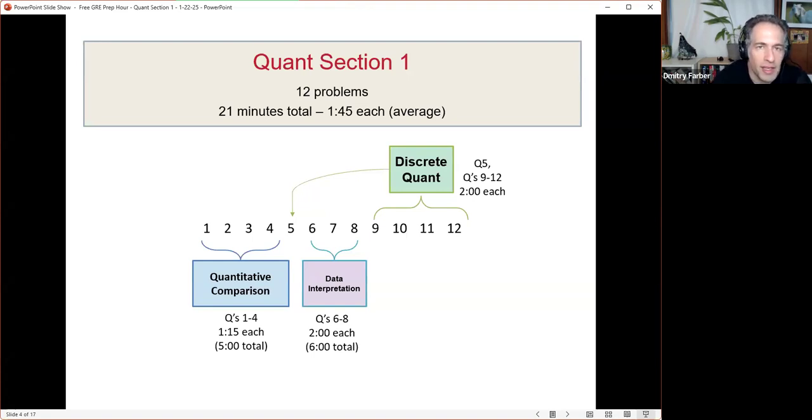So the way I think about timing typically on a section is something like this. The initial 4, the 2-column quantitative comparison questions, are meant to be done fairly quickly. And because of that, I like to time this as just 5 minutes for the first 4. So that averages out to 1:15 each. Since I'm screen sharing, I'm going to move the things along in a somewhat artificial way, right? So you'll be forced to move to the next question every 1:15. But that's a good way to practice getting as far as you can under those circumstances.